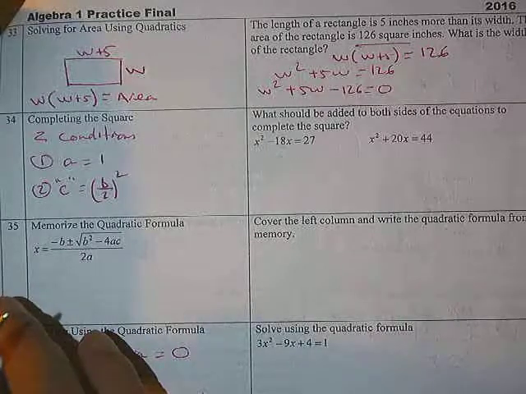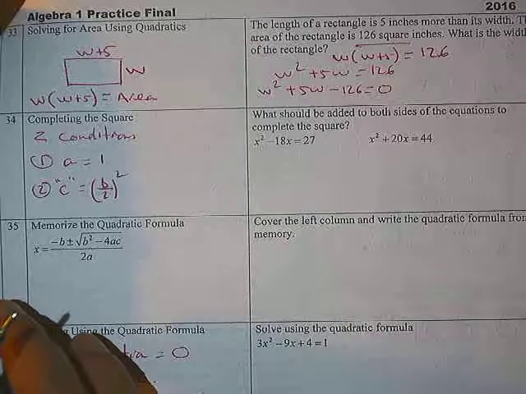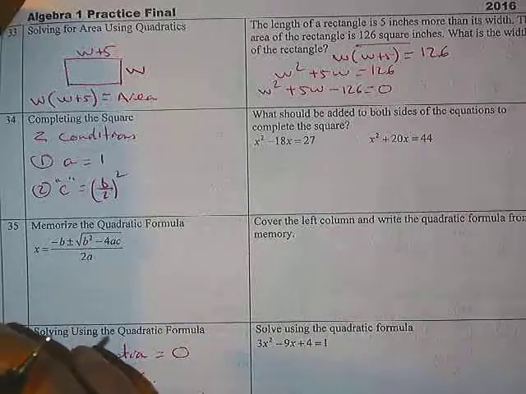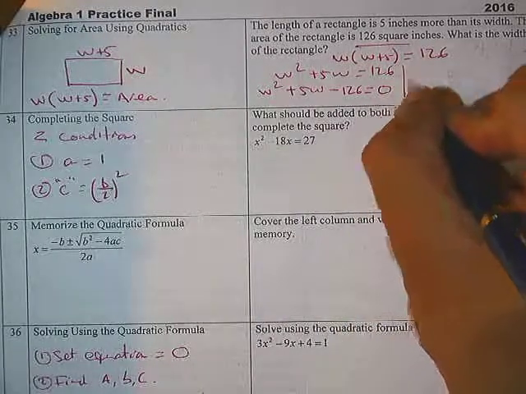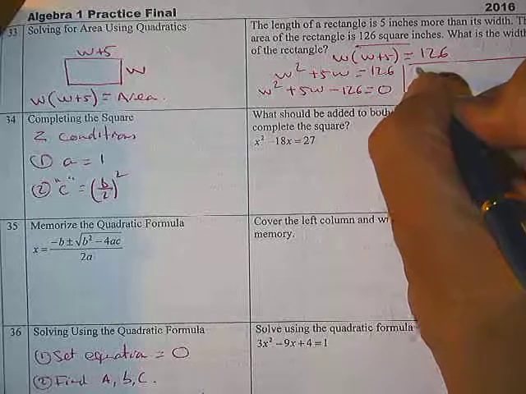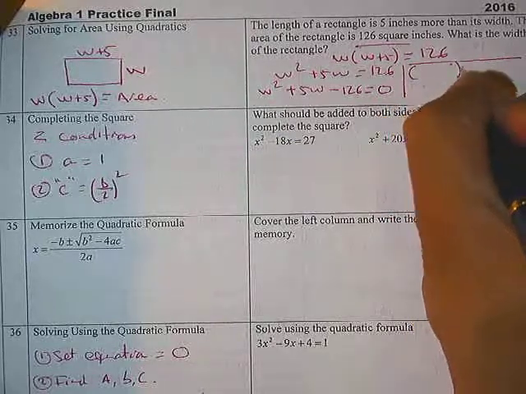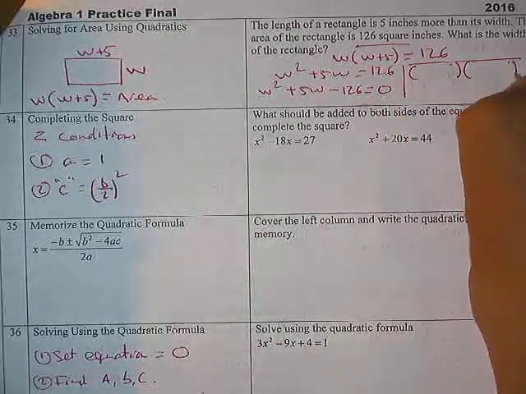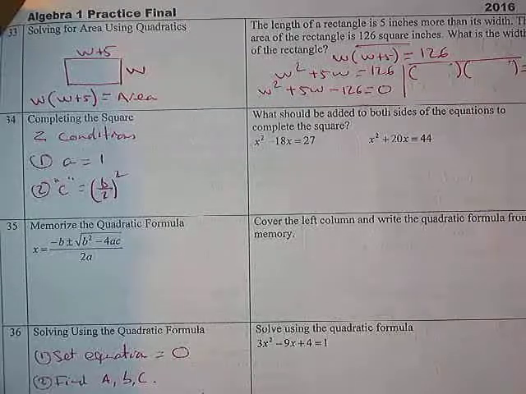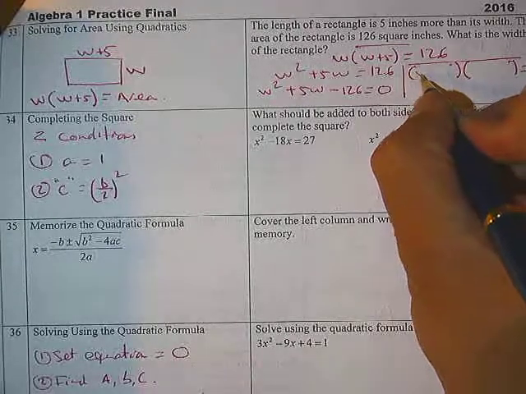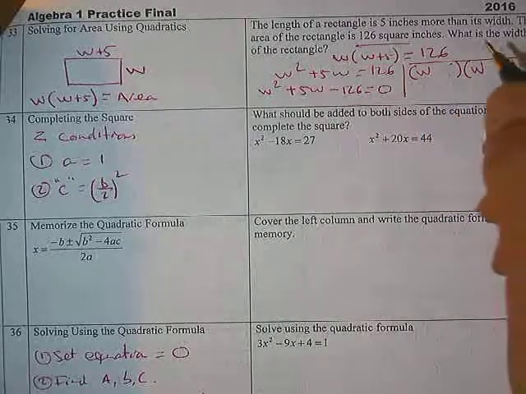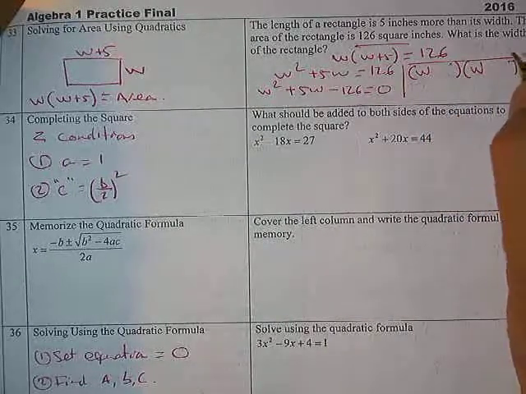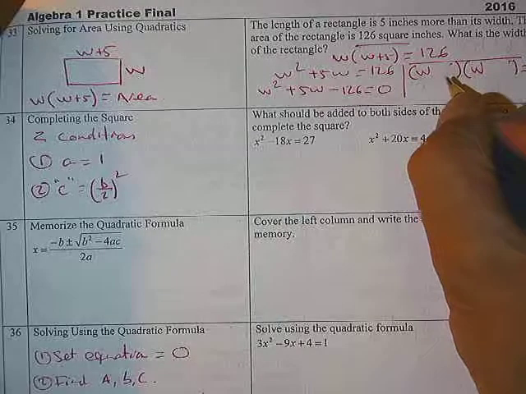Let me think about this. We can factor, which means I have to look for factors of 126 that add up to 5. So what are the factors? I know what the factors are. They have to multiply to give me negative 126.